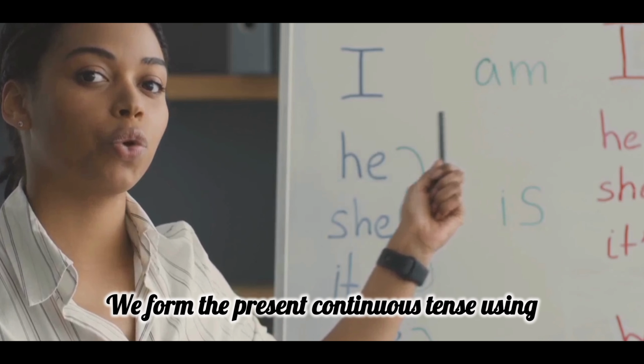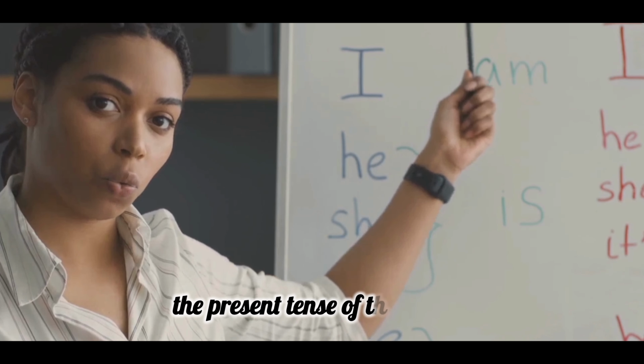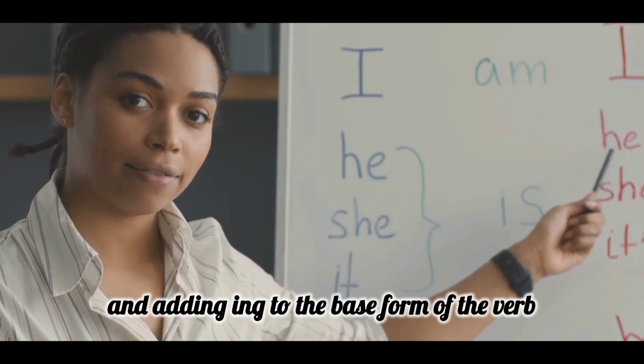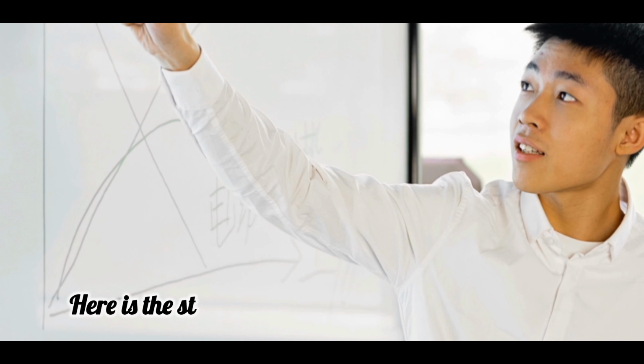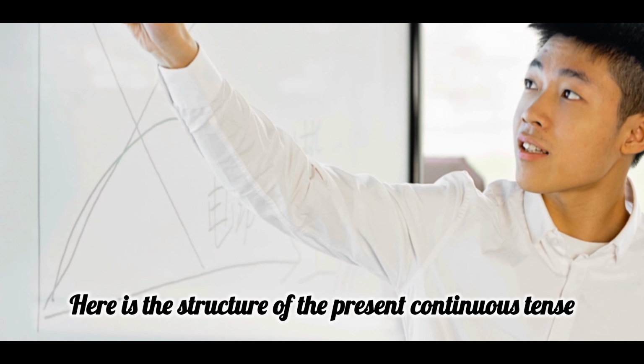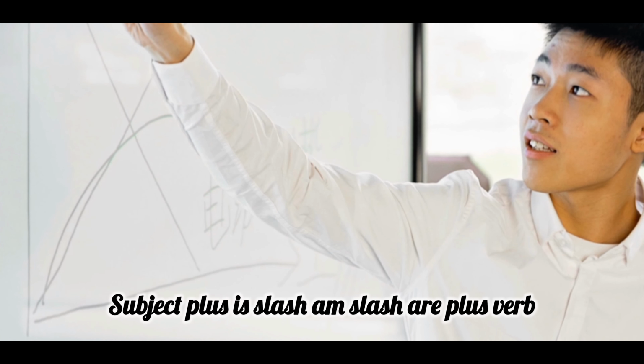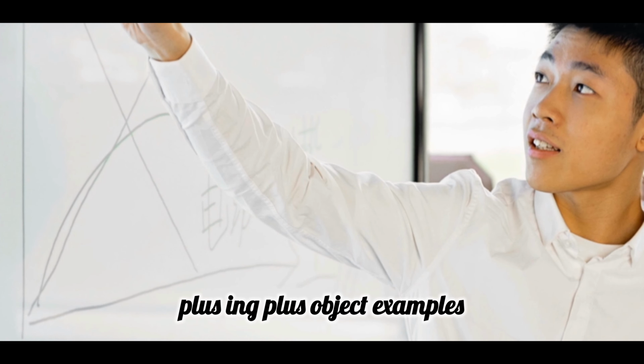We form the present continuous tense using the present tense of the verb be and adding ing to the base form of the verb. Here is the structure of the present continuous tense. Subject plus is, am, or are, plus verb plus ing, plus object.